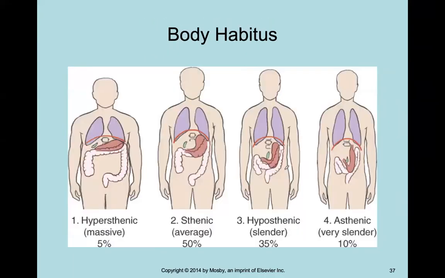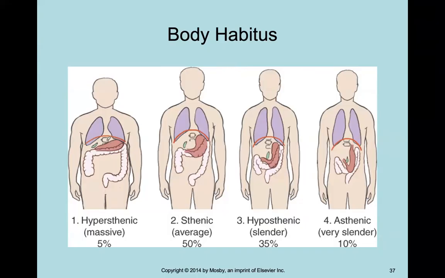Okay, body habitus. So this is what your discussion one will be about. Body habitus plays a big role in positioning, right? Because of our organs' orientation. So for a hypersthenic patient, we go crosswise for chest, right? For an asthenic patient, we go lengthwise for chest, right? Things like that.